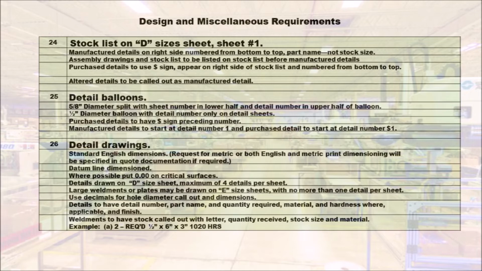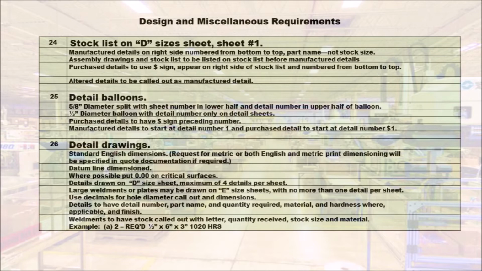Manufactured details on right side numbered from bottom to top, part name not stock size. Assembly drawings and stock list to be listed on stock list before manufactured details. Purchased details to use $, appear on right side of stock list and numbered from bottom to top. Altered details to be called out as manufactured detail.